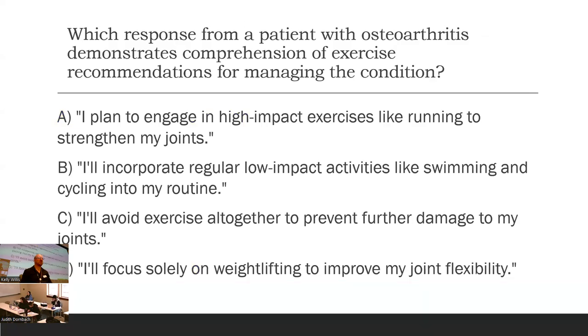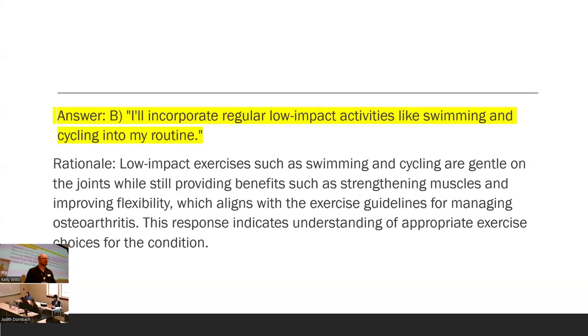Which response from a patient with osteoarthritis demonstrates comprehension of exercise recommendations for managing the condition? A is, I plan to engage in high impact exercises like running to strengthen my joints. Anybody think that one? B, I'll incorporate regular low impact activities like swimming and cycling into my routine. C, I'll avoid exercise altogether to prevent further damage to my joints. Probably not. D, I'll focus solely on weightlifting to improve my joint stiffness. Right, B.